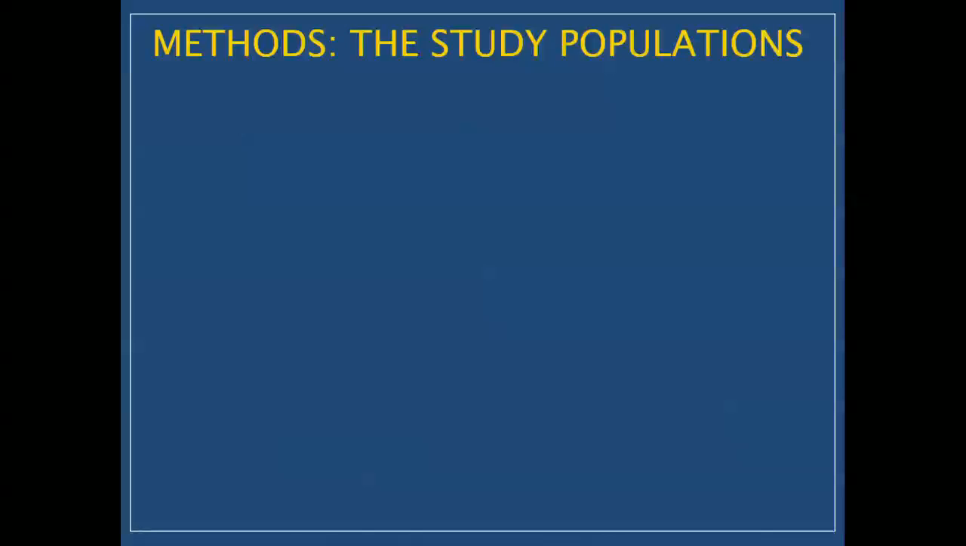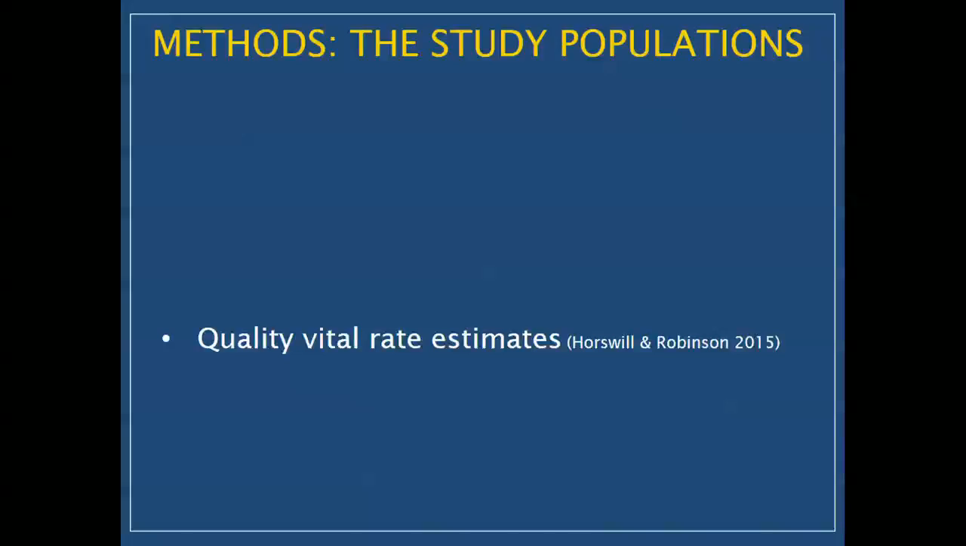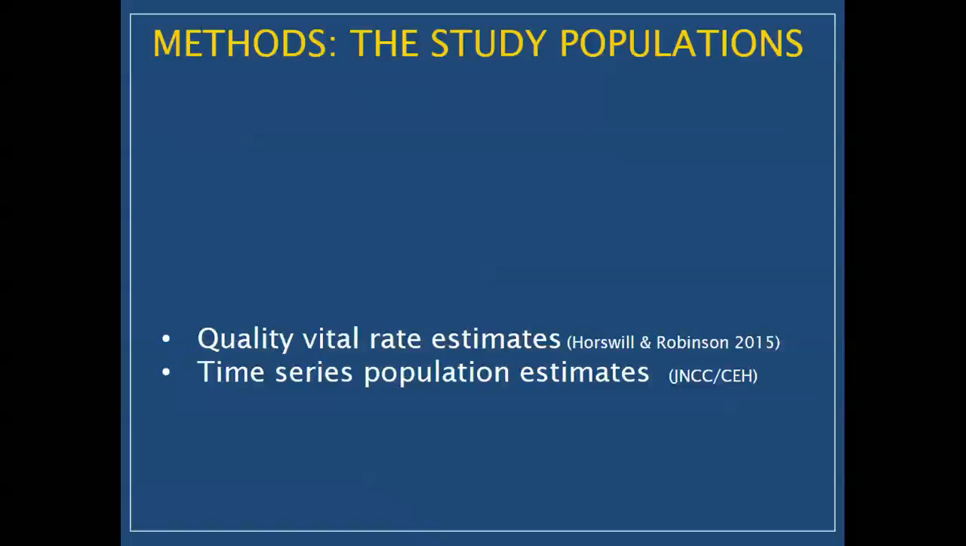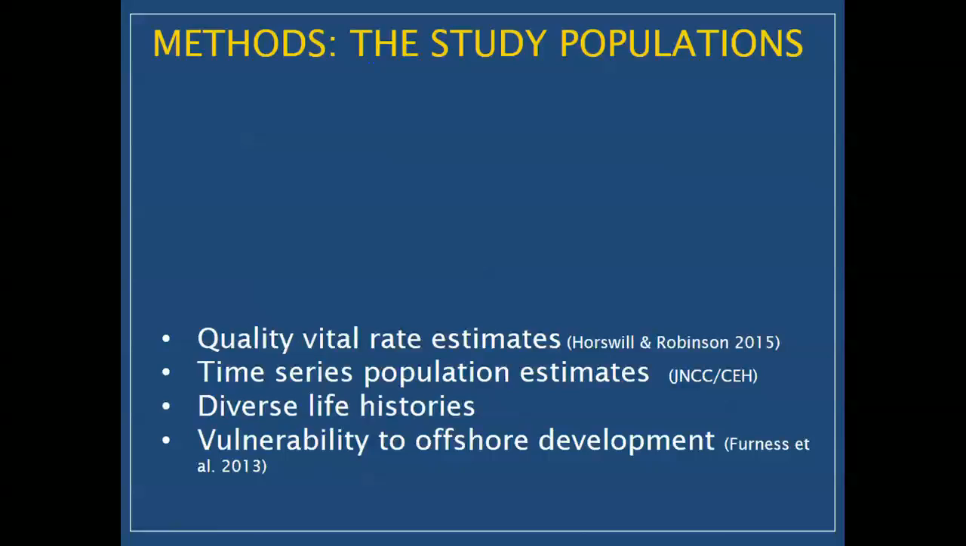So firstly, I needed quality vital rate estimates, and I wanted these to be empirically derived from the populations I was interested in, not taken from elsewhere as proxy. I also wanted empirically derived historical time series population estimates for each of the populations. I wanted to look at diversity of species, so looking across a few life histories. And also, I wanted to look at species that were going to be vulnerable to offshore development also.